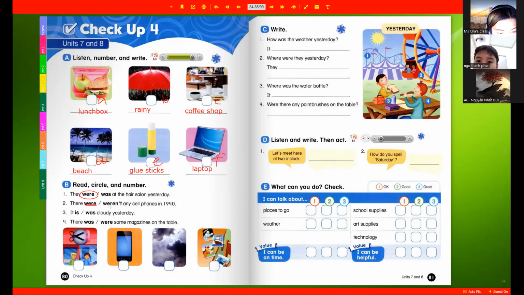There were or there wasn't. Weren't? There wasn't any cell phone in 1940. All right. How about number 3?